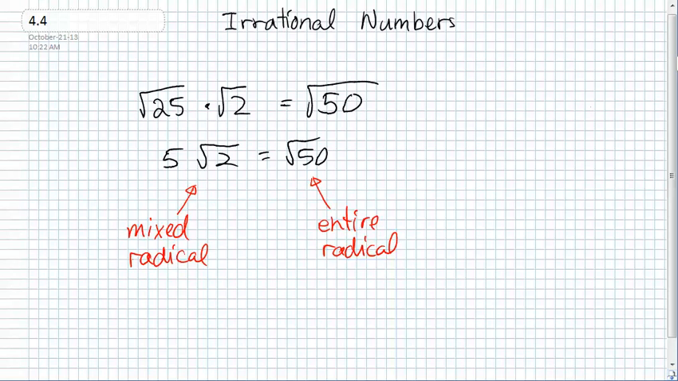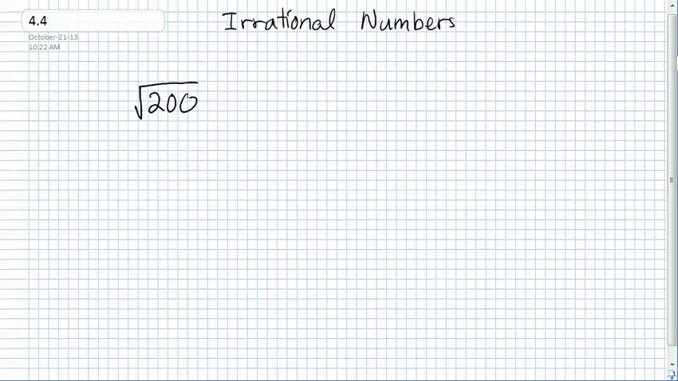And so we're going to spend the rest of this video just looking at how we go back and forth between mixed and entire radicals. So we're going to kind of work backwards a little bit now. So I have root 200, and I know that if I were to write this as a product of radicals, I could write it as root 100 times root 2. The reason why I chose root 100 is that it is a perfect square, and it has an answer, 10. So root 200 could be written as 10 root 2.